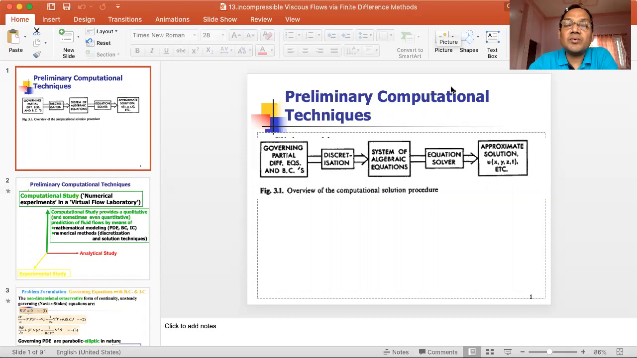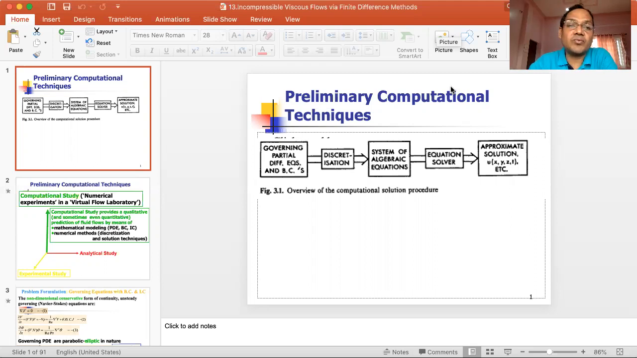Discretized means we shall convert this PDE to a system of algebraic equations, and we know how to solve a system of algebraic equations. Mainly there are the Thomas algorithm, Gauss-Seidel, Gauss-Jacobi. There are different techniques or methods for a system of algebraic equations. With that we can solve the system of equations, and then finally we will get the approximate solution of the original PDE.